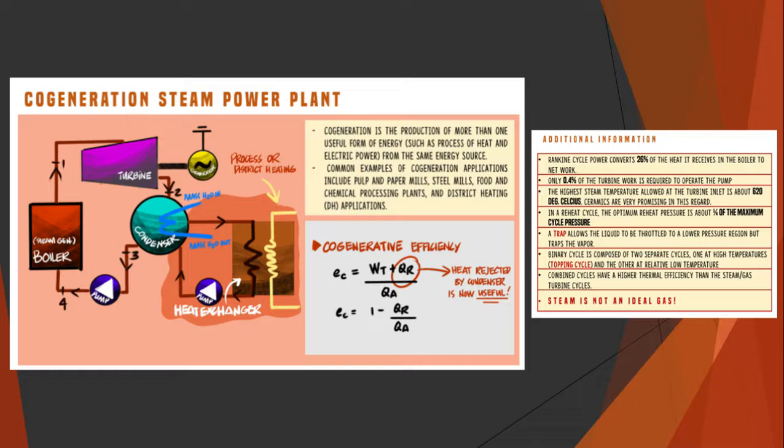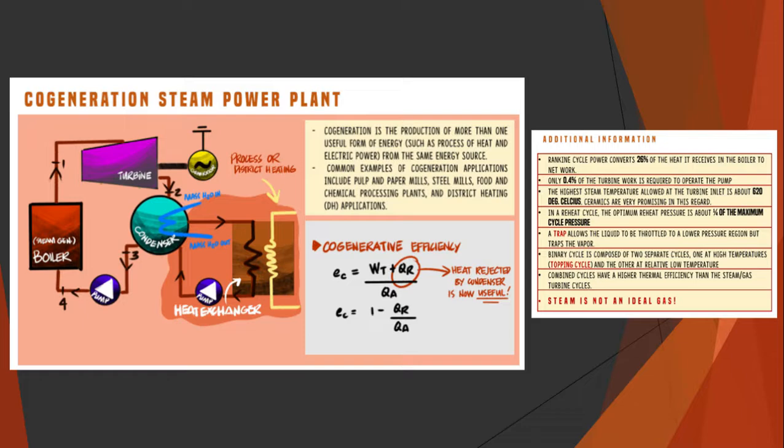Cogeneration steam power plant. Cogeneration is the production of more than one useful form of energy, such as process heat and electric power, from the same energy source. Common examples of cogeneration application include pulp and paper mills, steel mills, food and chemical processing plants, and district heating application.